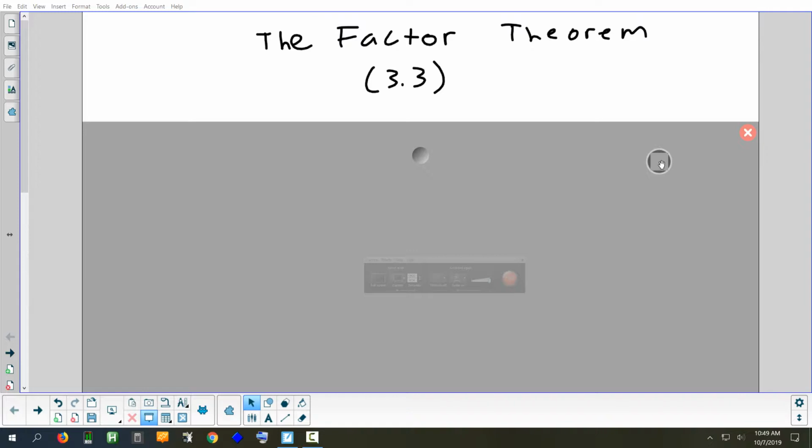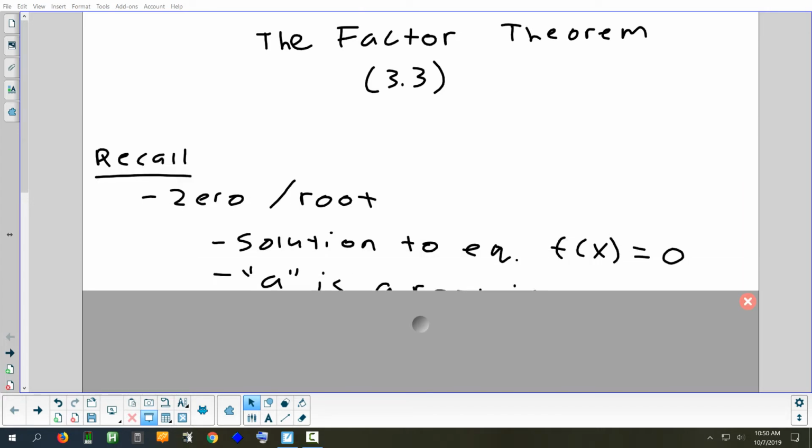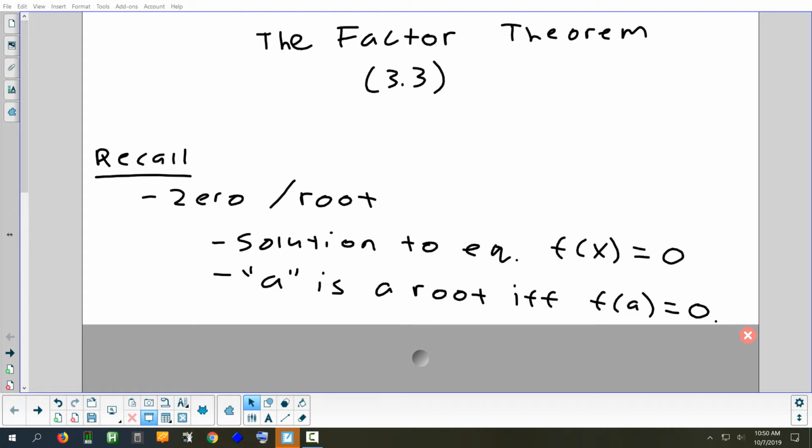Okay, so the first section we're going to look at is section 3.3, which is on the factor theorem. A lot of factoring has to do with dividing to figure out the factors. Some of the things we're going to do with polynomials, I'm going to show you with basic numbers, so you can get the idea of how it works, and then we'll do it with polynomials.